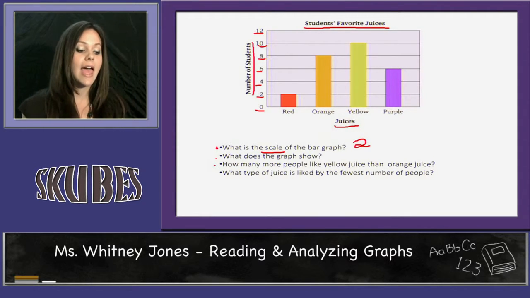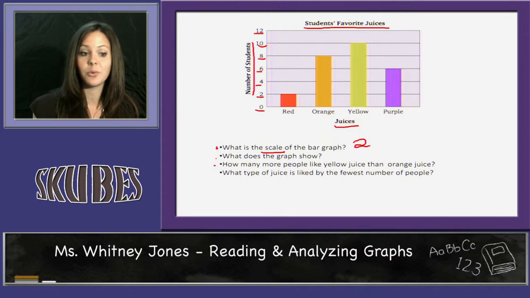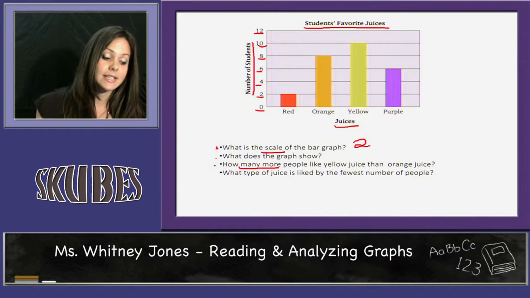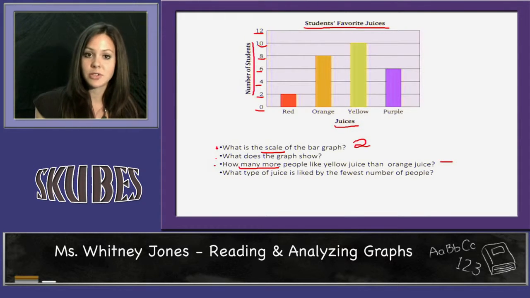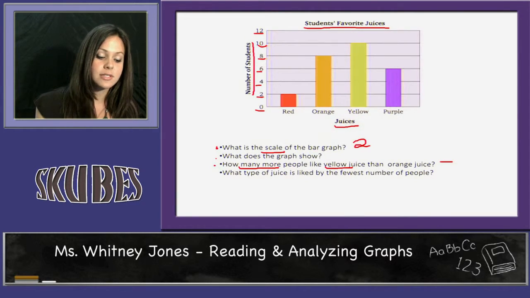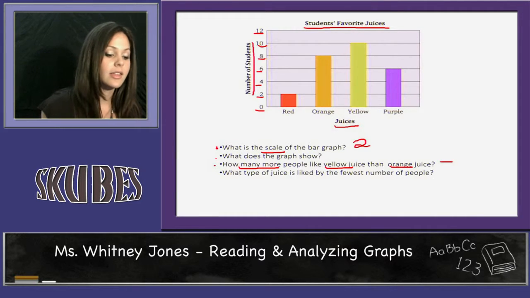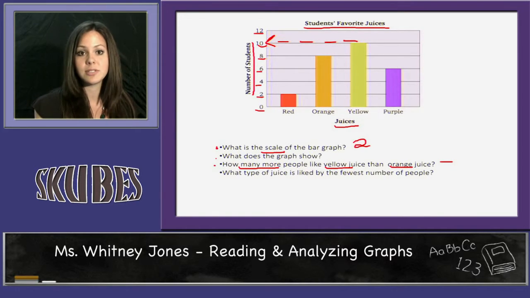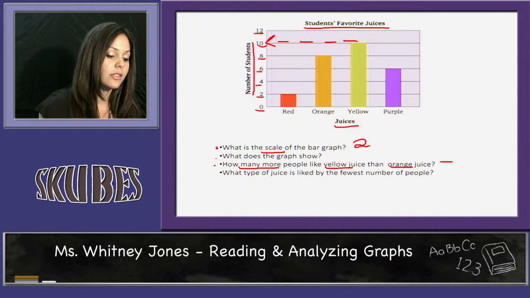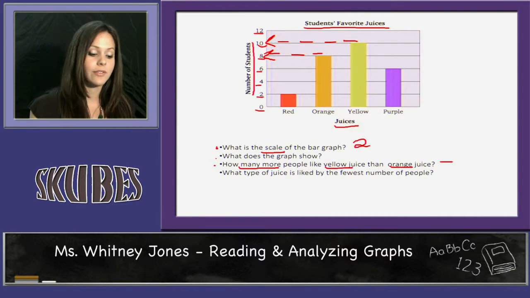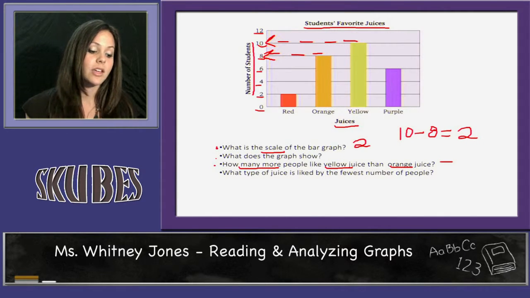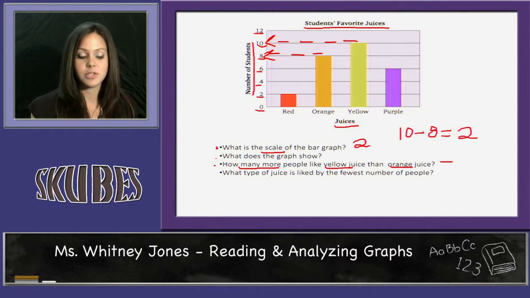The next question says, how many more people like yellow juice than orange juice? Whenever we see how many more, we know we need to subtract. We're looking at yellow juice and orange juice. The yellow bar shows us that 10 students chose yellow juice as their favorite. The orange bar shows us that 8 students chose orange juice as their favorite. 10 minus 8 gives us a difference of 2. 2 more people like yellow juice than orange juice.